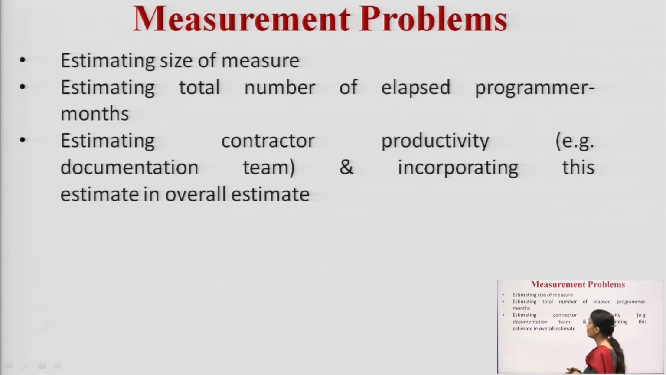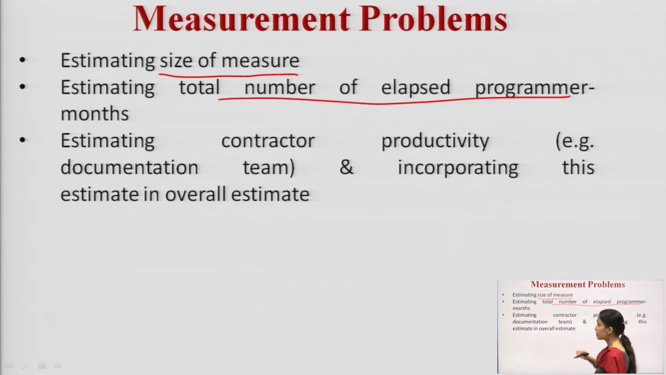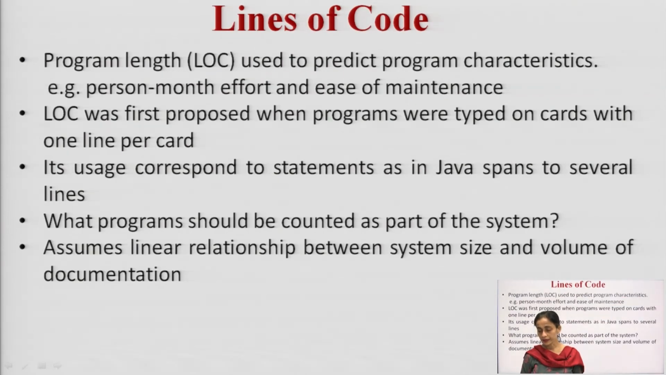The first problem is estimating the size of measure in my product. Then estimating the total number of elapsed programmer months, for example when a programmer has left, or estimating the contractor productivity, that is, the work done by the documentation team, or incorporating the overall estimate. So, these problems have to be tackled.